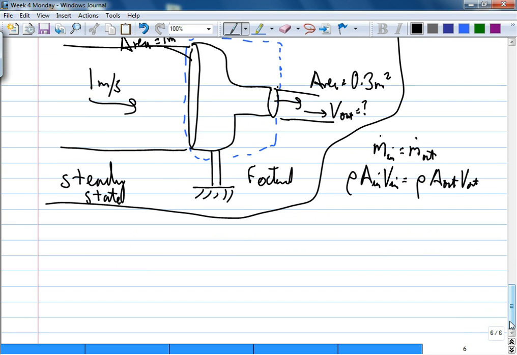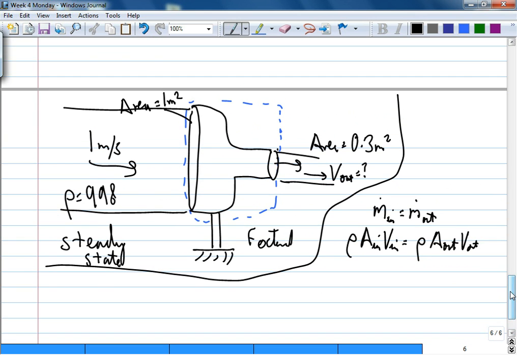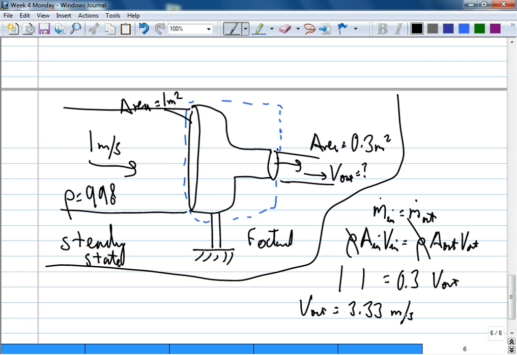In this case, you can take rho equal to 998. But here the rho will cancel off. A in V in, 1 times 1, is equal to 0.3 V out. So V out is equal to 3.33 meters per second. 1 divided by 0.3. Is that alright? Any questions?